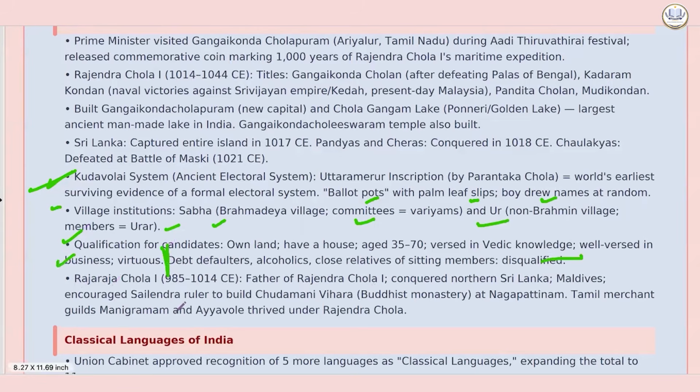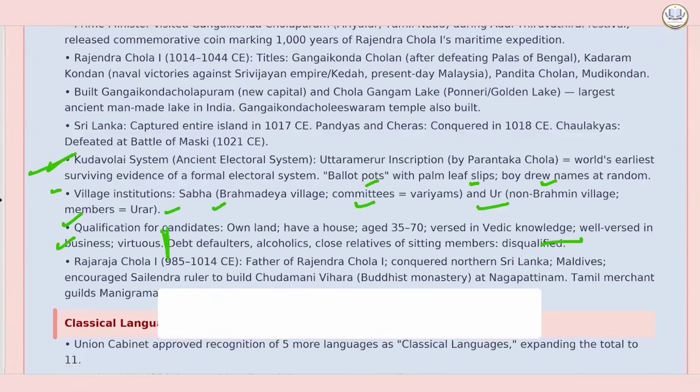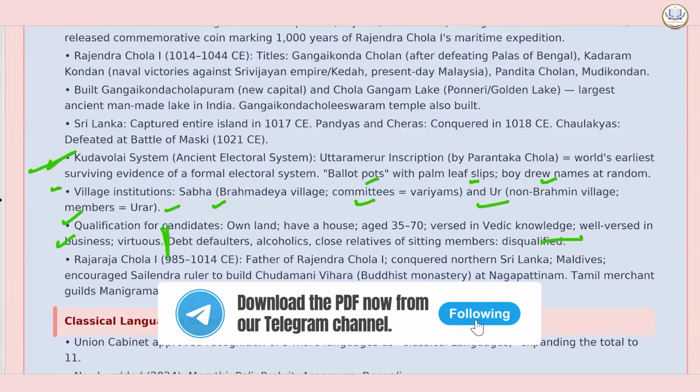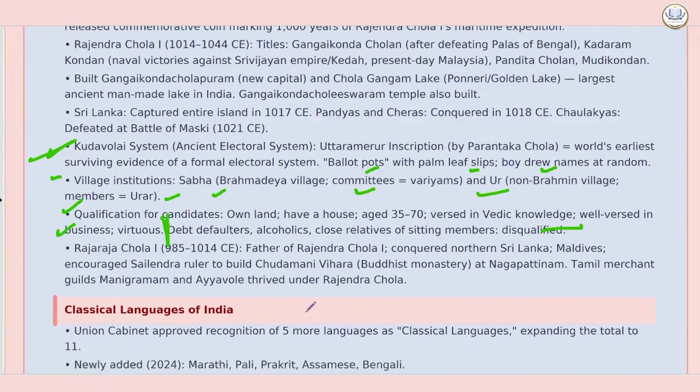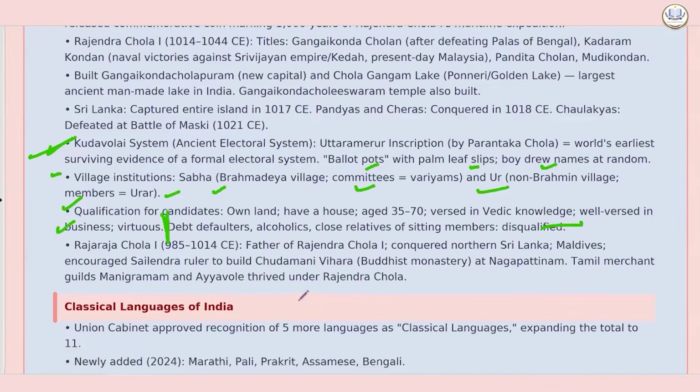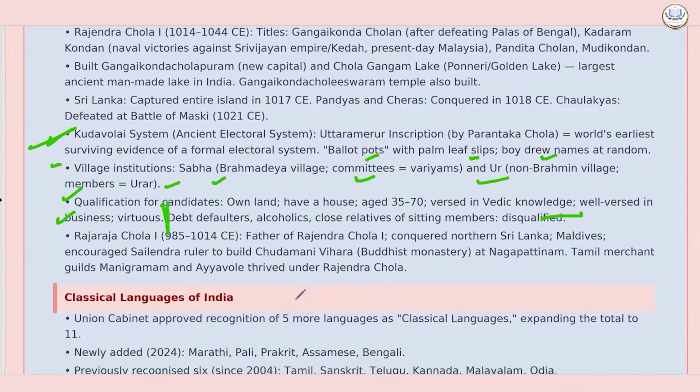Then Raja Raja Chola I, father of Rajendra Chola I, conquered northern Sri Lanka and the Maldives, and encouraged the Sailendra ruler to build the Chudamani Vihara, a Buddhist monastery at Nagapattinam. Tamil merchant guilds Manigramam and Ayyavole thrived under Rajendra Chola.